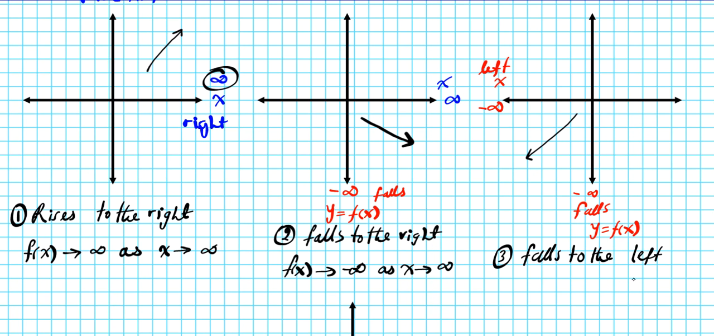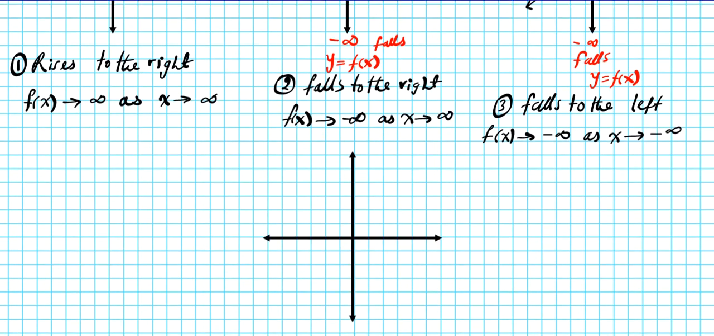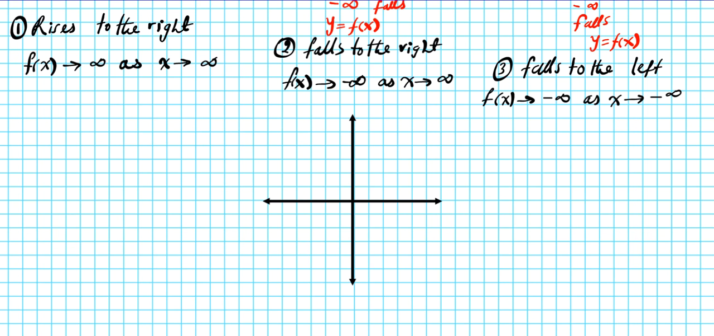Okay, so if a polynomial falls to the left, how do you write this using mathematical notation? You say f of x approaches negative infinity, which means you're falling down, as x approaches negative infinity, which means you're going to the left. Okay, now let's take a look at the last case. Let's say you are in quadrant number 2 and the function is rising to the left. Okay, so this is negative infinity for the x at the left end, and then when you're heading up, this is infinity and you're rising, and this is y equals f of x.